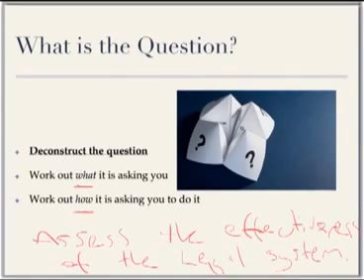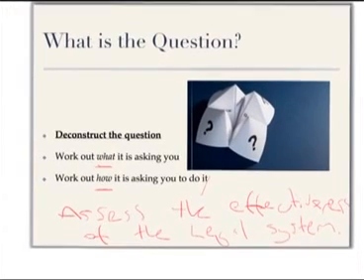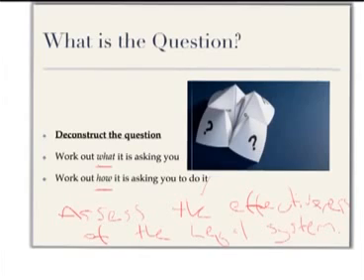What you're looking to do is categorize the words in the question to work out what it is. So, for example, that question: assess the effectiveness of the legal system. What's the doing word in there? What's the verb? Assess. It's asking you to assess what? The effectiveness of the legal system. So straight away, you've got the verb, assess. You know that you have to provide an assessment. Then you know what you're using to provide the assessment: the effectiveness, how effective it is. And then what is it that you're actually looking at? What's the topic? The legal system.